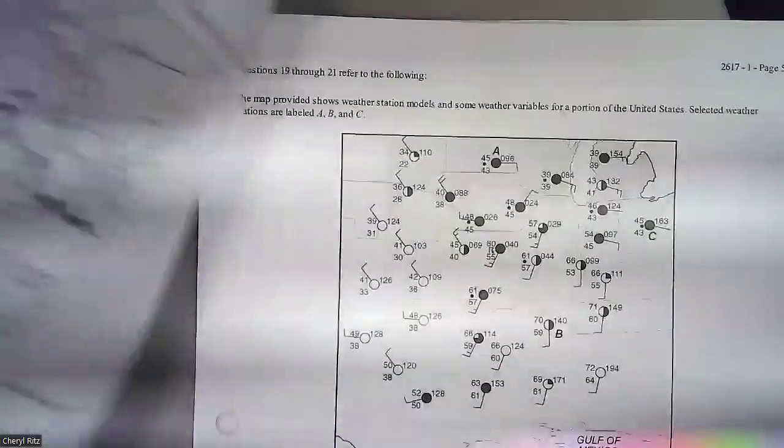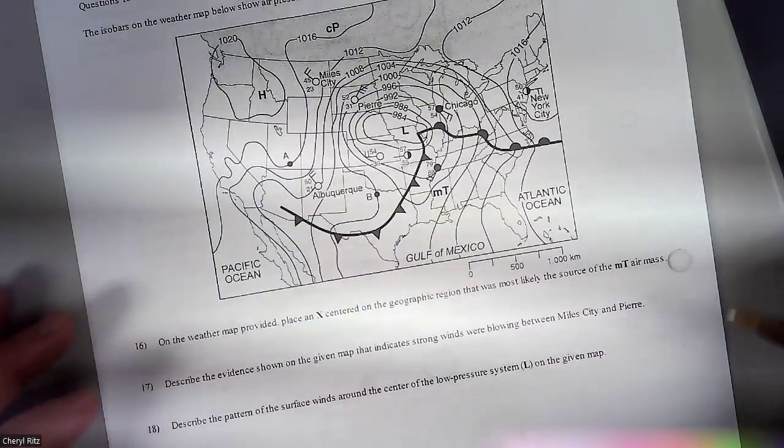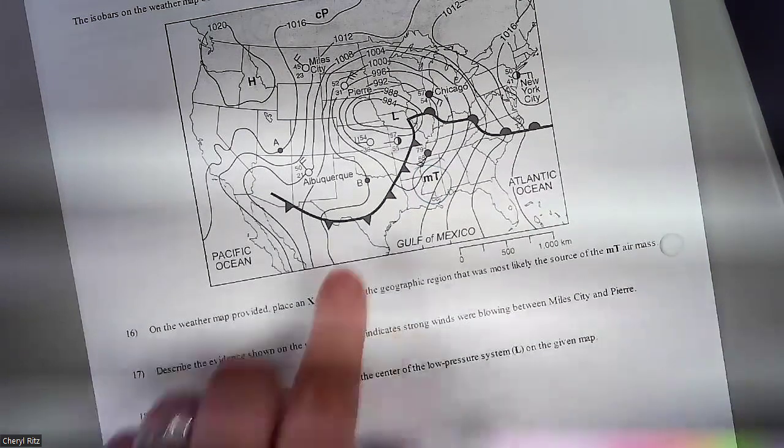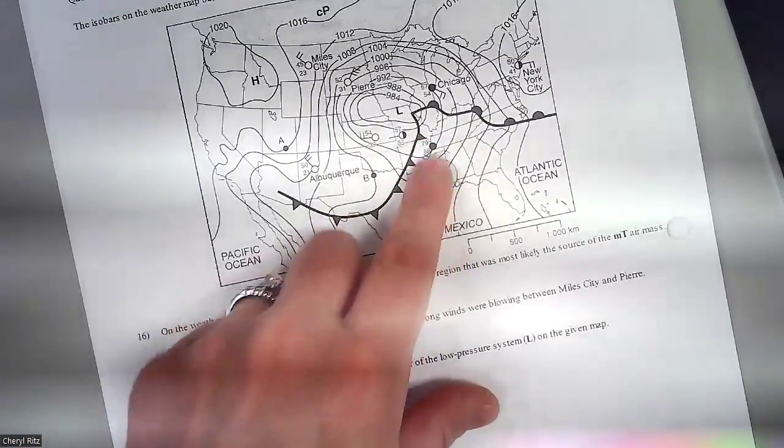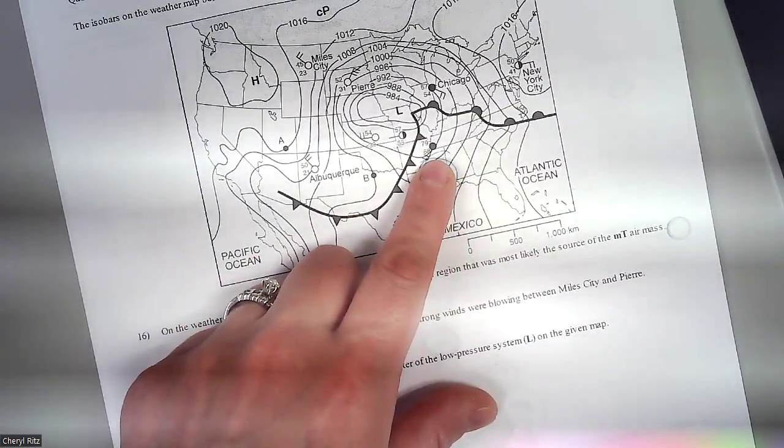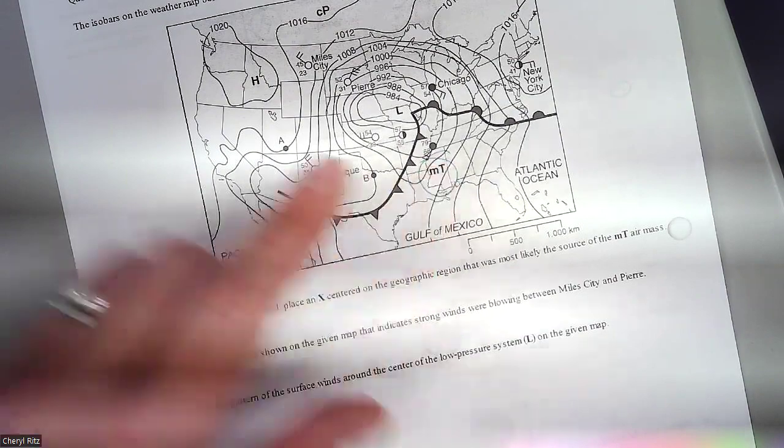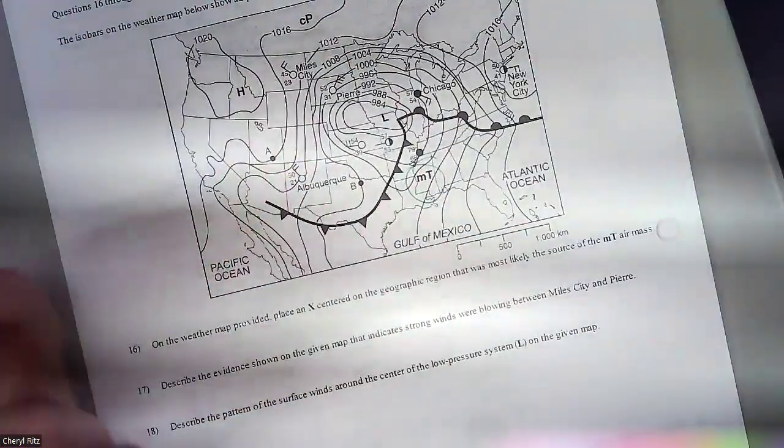All right, for the rest of these, the X. So this MT, this is the only MT on the entire map. Which way is this MT going? Which is not the question, by the way. That's my new question. Which way is this air mass flowing? Not southeast. I'll accept up for right now. How'd you know up?